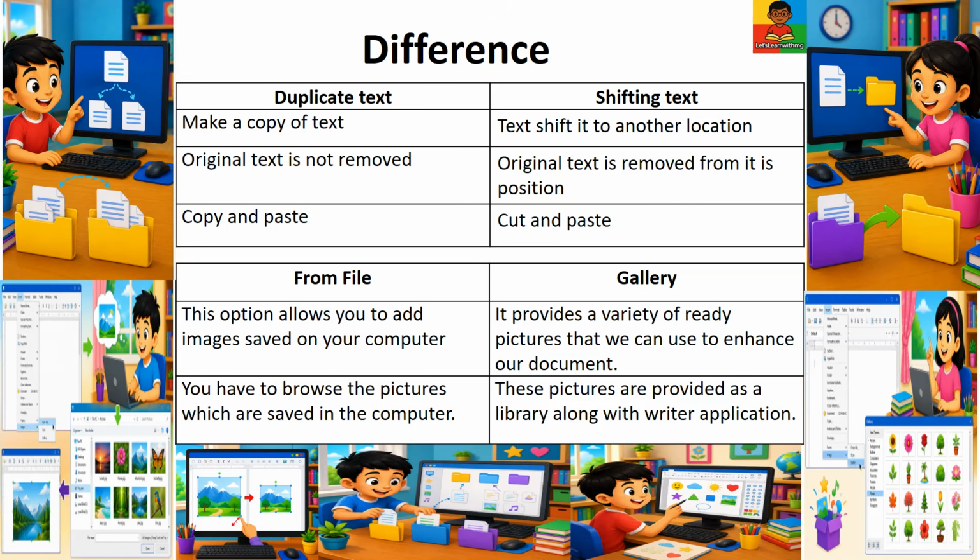Now, from File versus Gallery. From File: add images saved on your computer by browsing for them. Gallery: use ready pictures provided as a library in Writer to enhance your document.